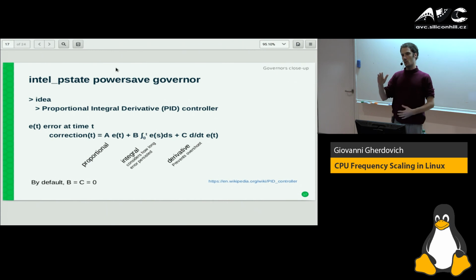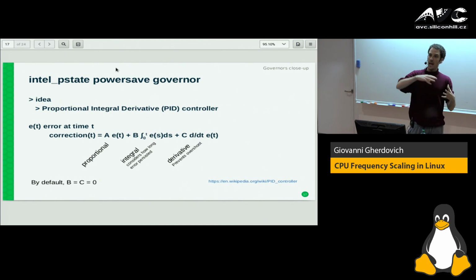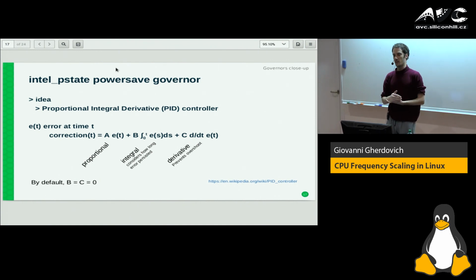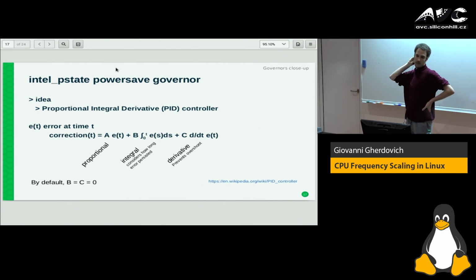Let's say that you put as a set point 50% of load. And then you see that the CPU load is actually 40%. So you say, I want to decrease the frequency because you're going too fast. So I decrease the frequency, and then your load increases because you're slower and the tasks fill you. So the set point is the load.